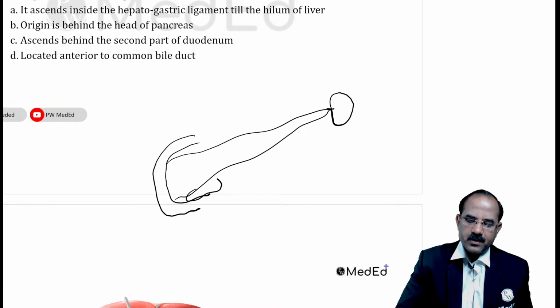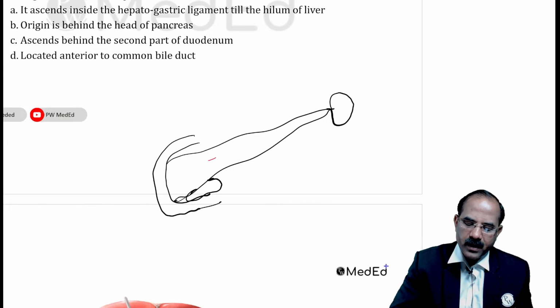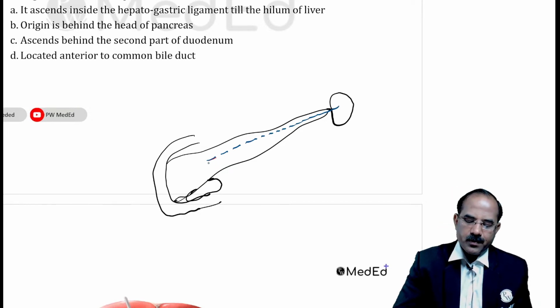And what is this process of the pancreas? ये है uncinate process. Uncinate process of the pancreas. Right? Now students, there's a vein behind the body of the pancreas. Any guesses? What is this vein behind the body of the pancreas? ये कौन सी vein होती है? That's the splenic vein. The splenic vein lies behind the body of the pancreas.